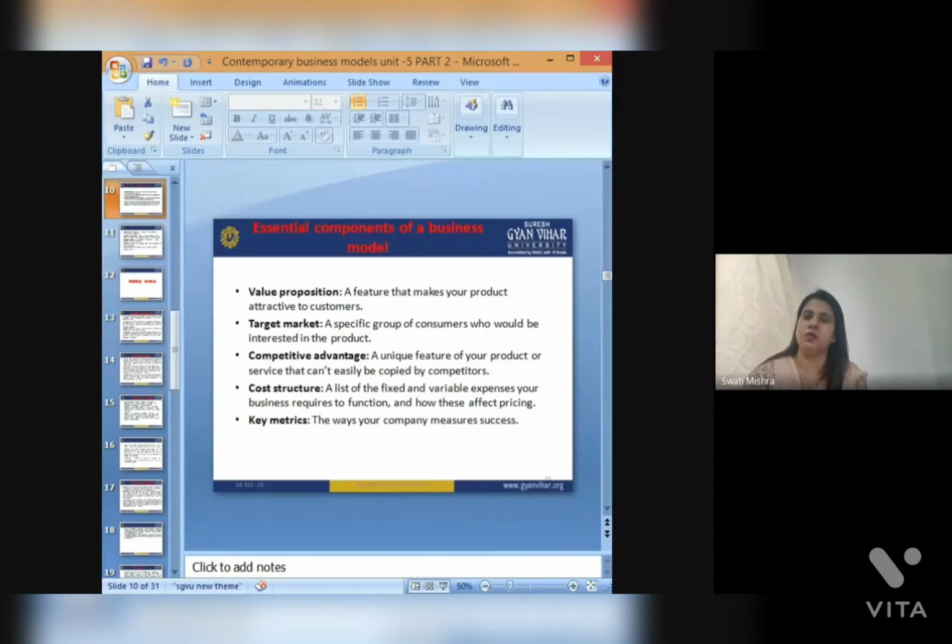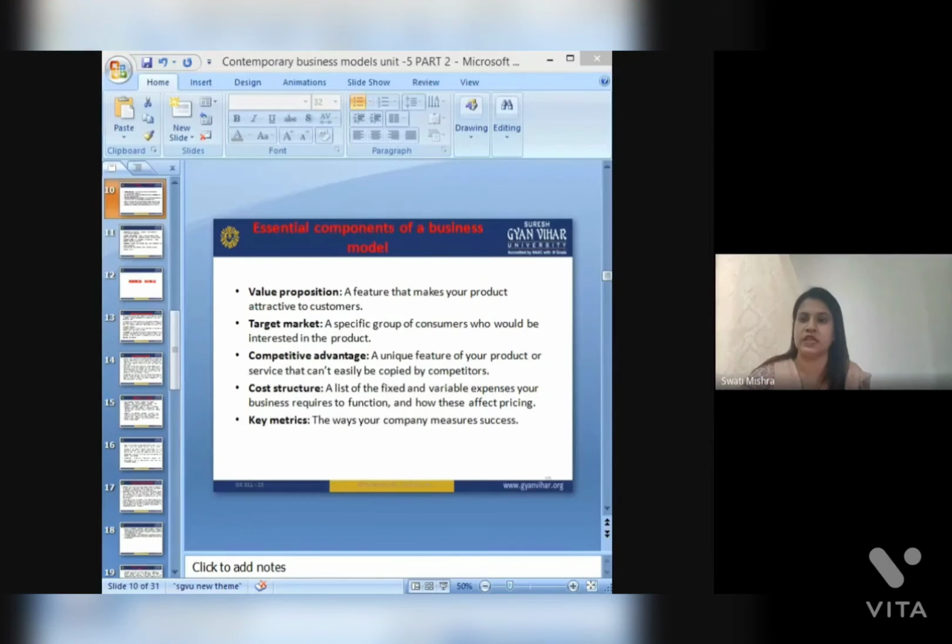So, when we talk about a business model, there are a few essential components of a business model, right? Once we have already defined what a business model is, we know that this is the definition of a business model. Before we try to summarize what are different types of business models, you have to keep a few things in mind.